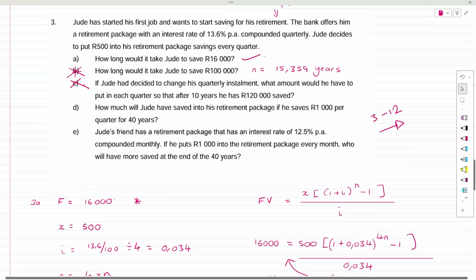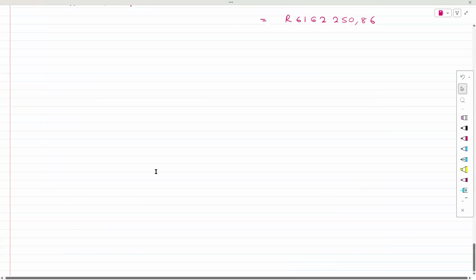But now, the next question says, Jude's friend has a retirement package that has an interest rate of 12.5% per annum, compounded monthly. He puts 1,000 Rand into the retirement package every month. Who will have saved more after 40 years? Okay, cool. So this guy, Jude's friend, is the exact same thing. F, I, X in N. This guy went for 40 years and he got it for 12 compounded monthly, so that's 480. He also puts 1,000 Rand for 40 years.